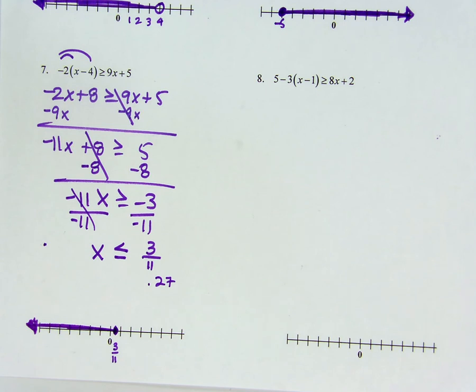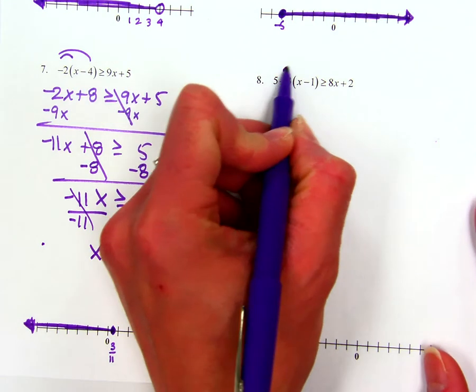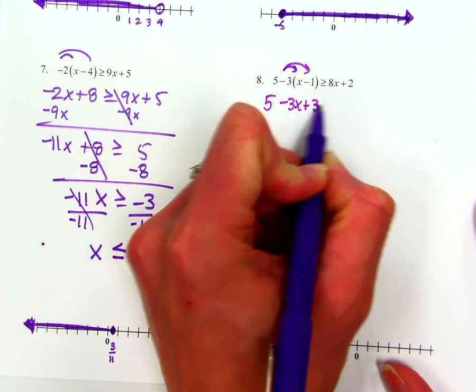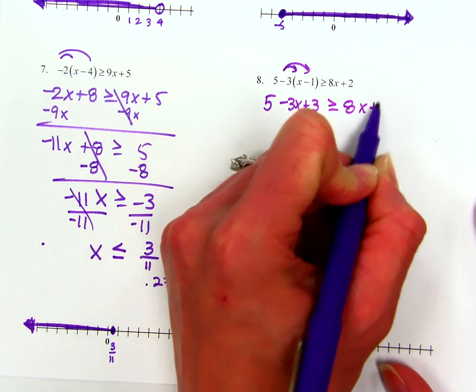All right. And then last problem, you need to distribute first. So make sure that you only distribute the negative 3. That's the only thing that's going to move, that's going to be multiplied. So 5 is still there. It's negative 3x plus 3. It's greater than or equal to 8x plus 2.